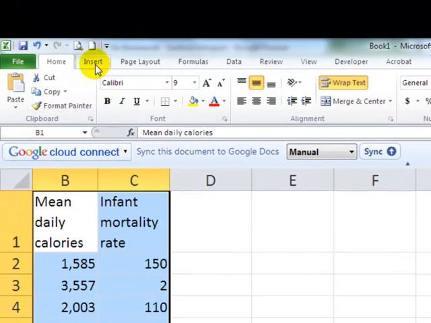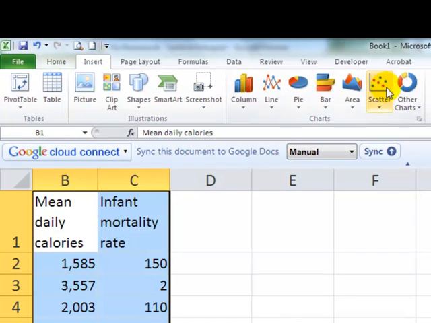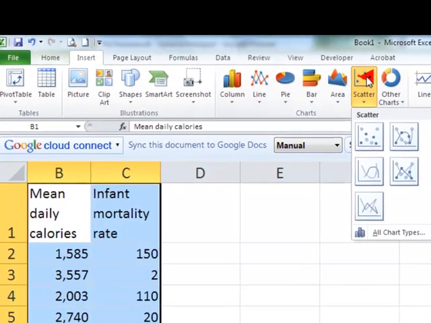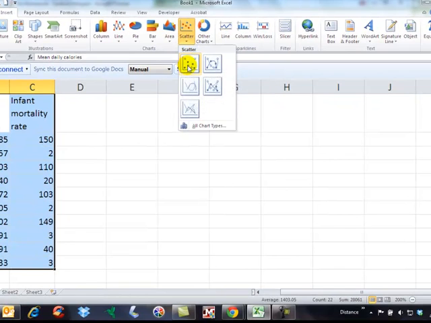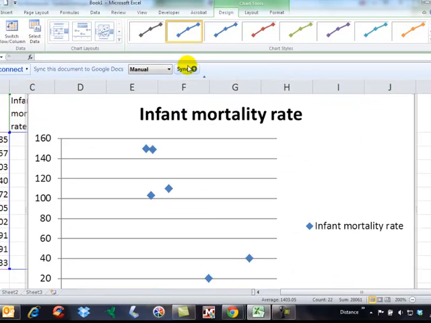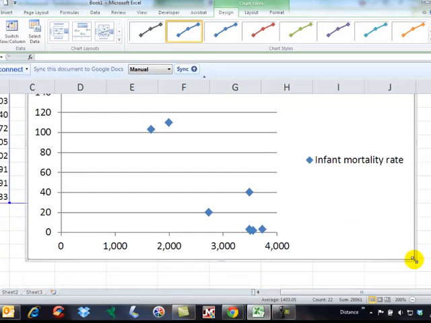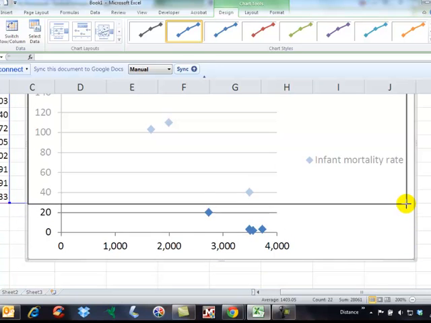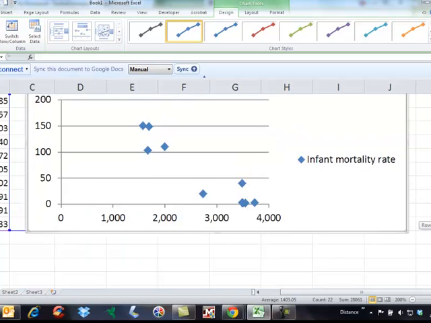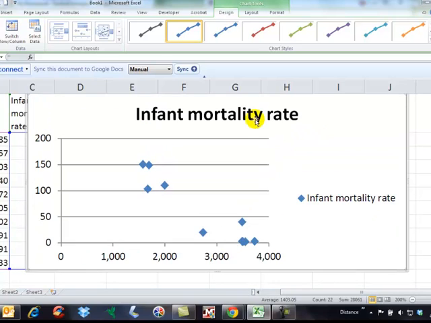So we go to Insert, and then over here to Scatter Plot. Remember, we want the one with just the dots, so we do that. Okay, and it's a little big, so I'm going to resize it by grabbing it and making it smaller. That's all I've done.